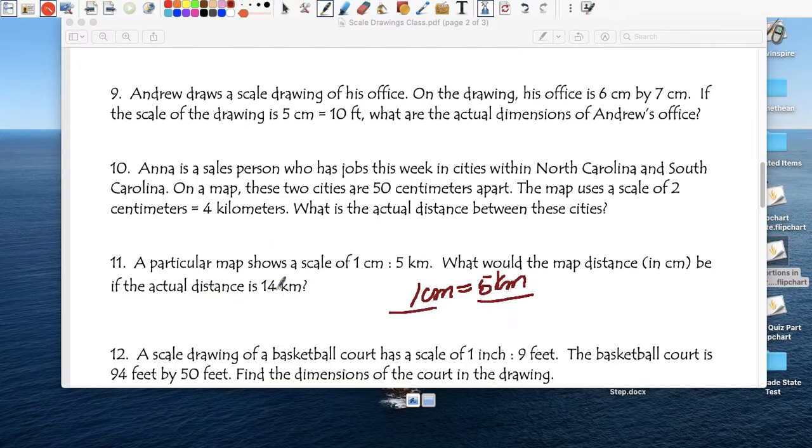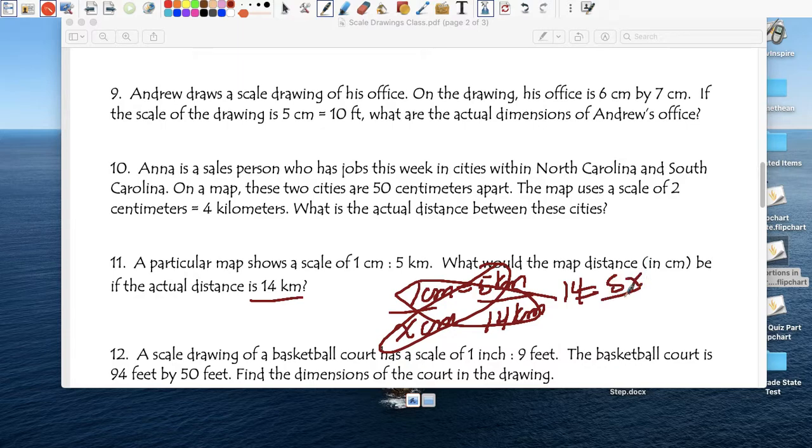They're asking, if in real life it's 14 kilometers, how many centimeters would that be on the drawing? So I'll put x in here. Cross multiply. We get 14 equals 5x. Divide both sides by 5. x equals 2.8. 2.8 centimeters.